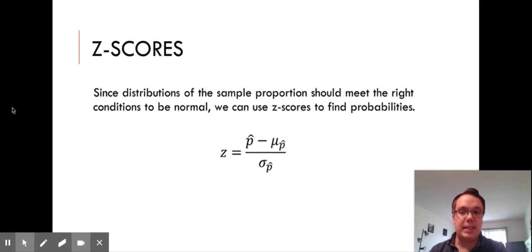So to find z-scores for our proportion mean, we're going to take our sample proportion minus our expected value for our sample proportion over our standard deviation for our sample proportion. So I'm going to pause here so you can write this in your notebook, write it down, and when you're ready, hit play again.